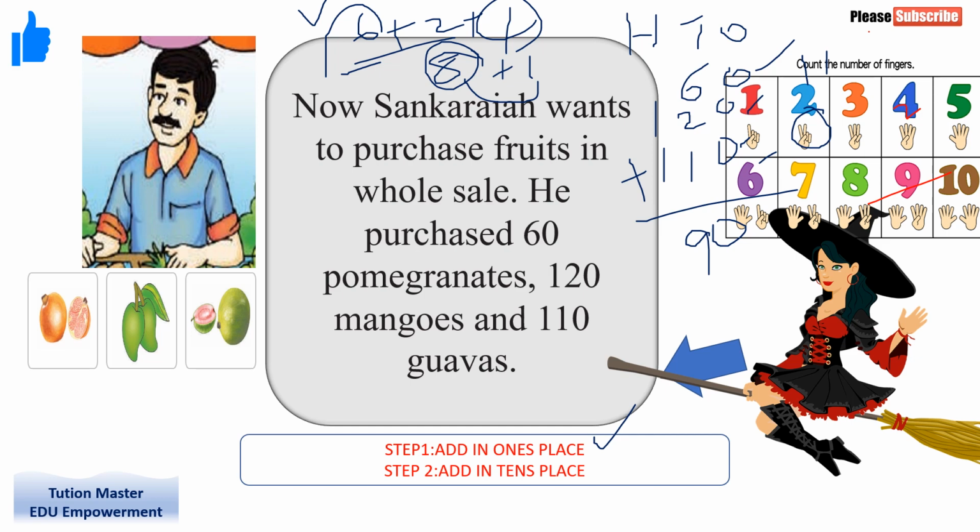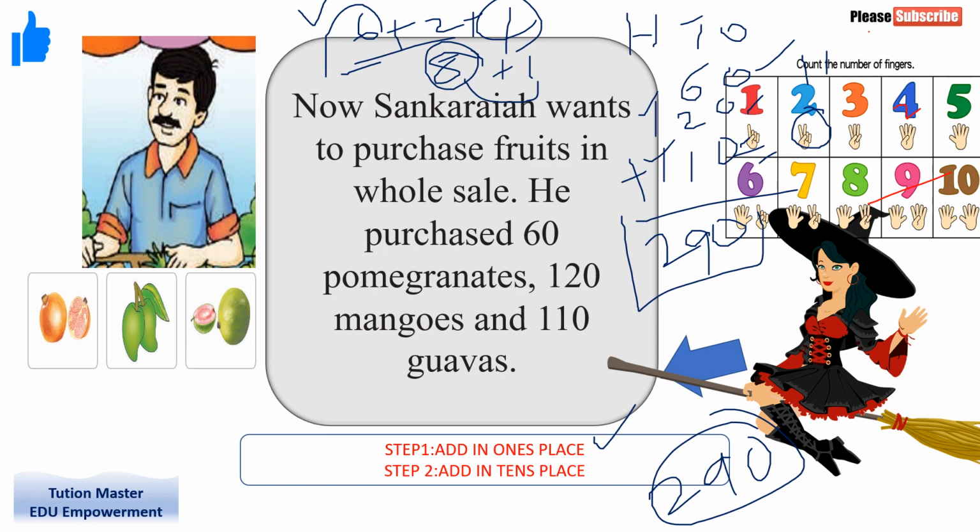Is anything carried here? No, nothing. So in hundreds, what digits do you have? It is 1 over here and another 1 over here. What is 1 plus 1? Show me one finger and keep 1 in the mind. It is 2. The answer is 290 fruits. What is the answer? 290. Very good. Hope you understood.